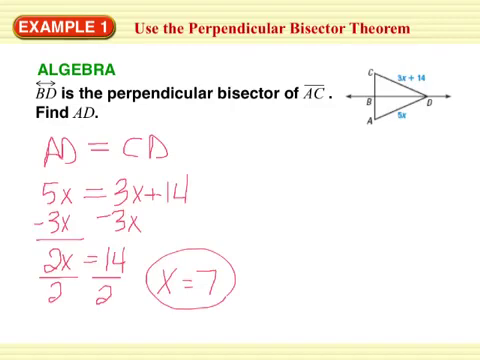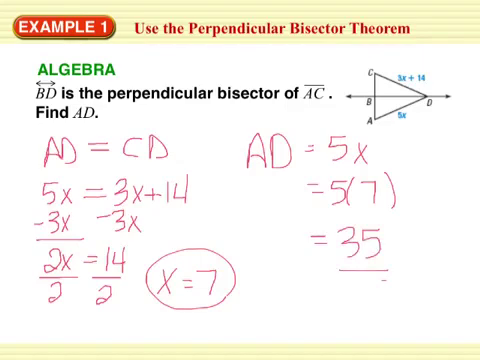That doesn't mean we're done, though. We're trying to find AD. We need to substitute 7 back in. AD equals 35.